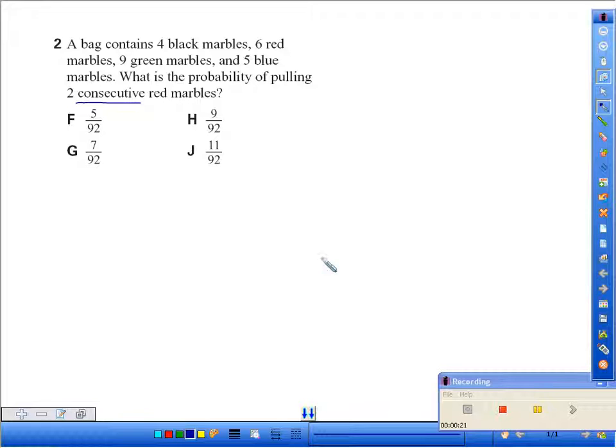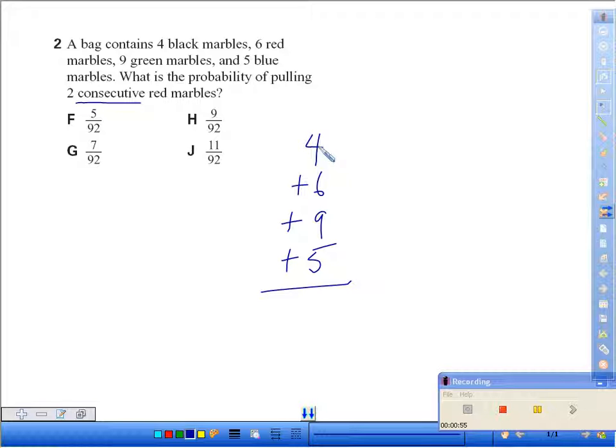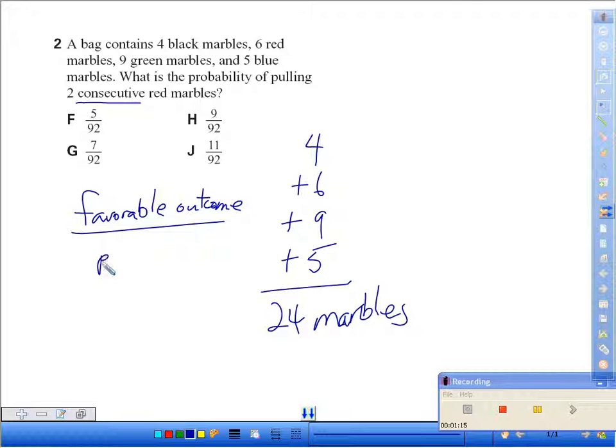So what we need to do first is calculate how many total marbles we have. So we're going to take 4, because we got 4 black, we've got 6 red, we've got 9 green, and we've got 5 blue. That would total to be 6 plus 4 is 10, plus 9 is 19, plus 5, 24 marbles total. And the formula for calculating probability is you take your favorable outcomes and divide it by the number of possible outcomes.